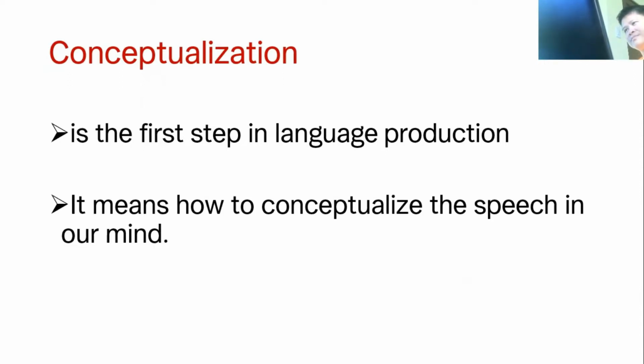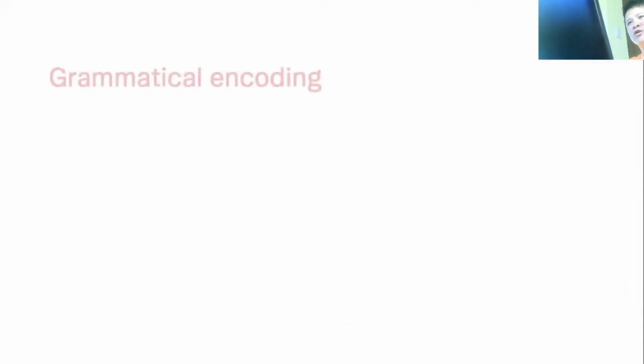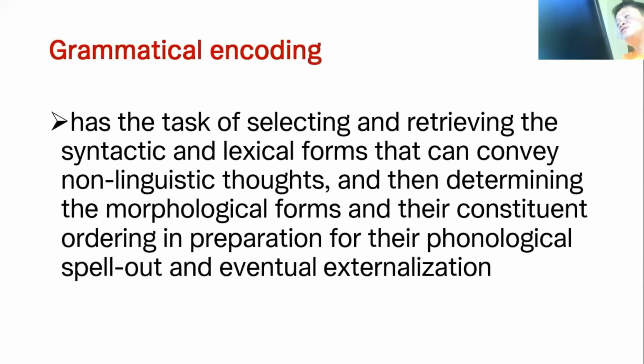We conceptualize. This is followed by the process of grammatical encoding. It has the task of selecting and retrieving the syntactic and lexical forms that can convey non-linguistic thoughts, and then determining the morphological forms and the constituent ordering in preparation for the phonological spell out and eventual externalization.